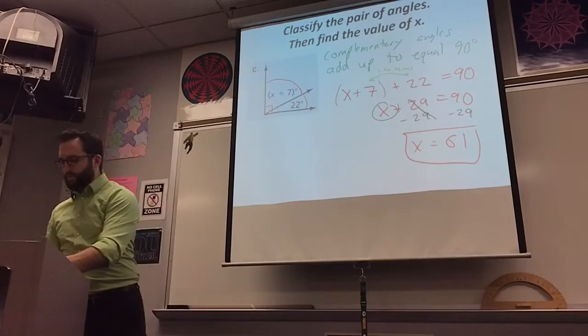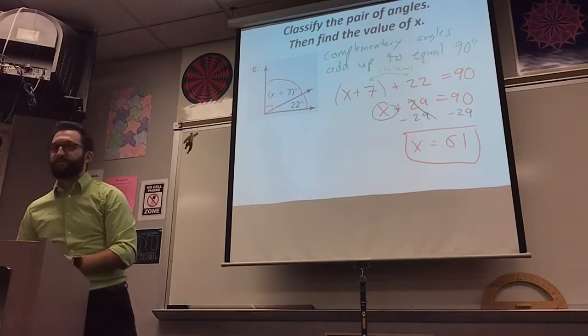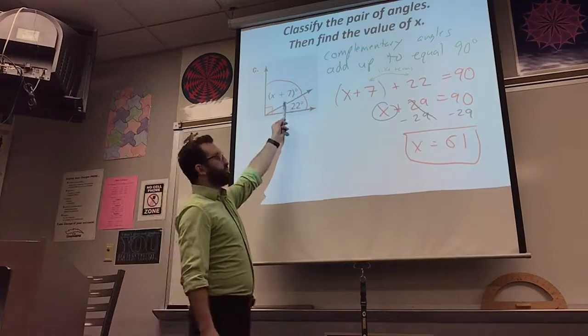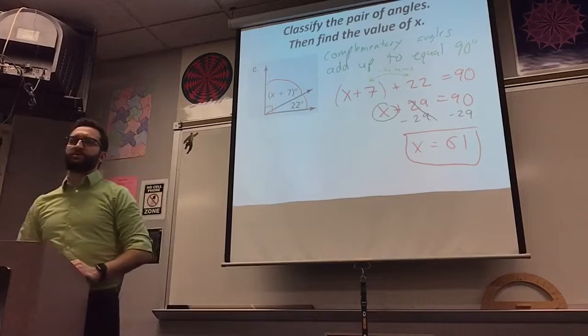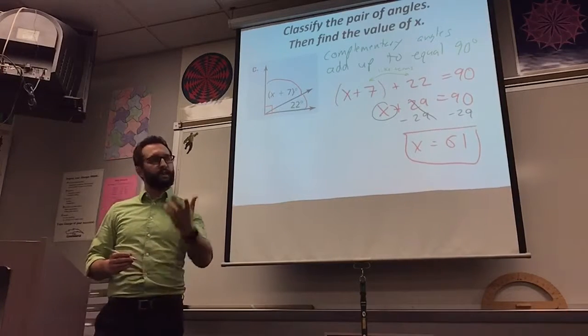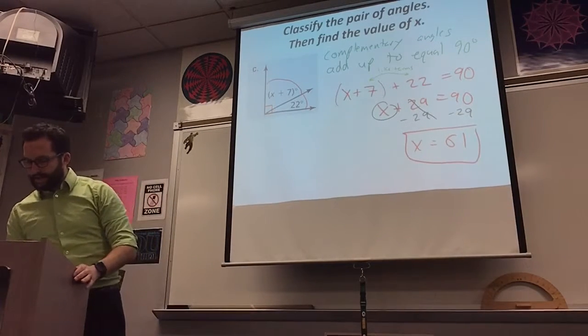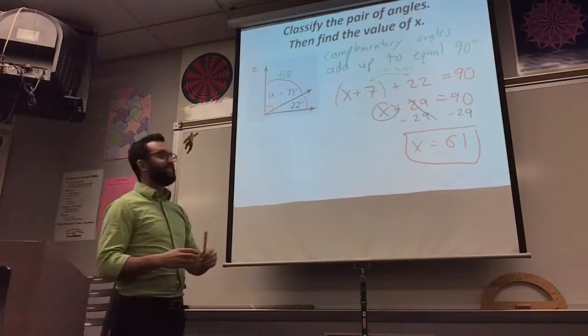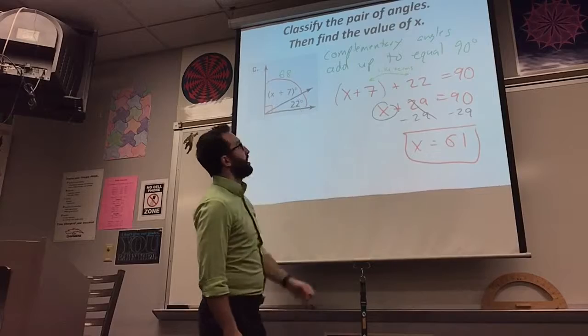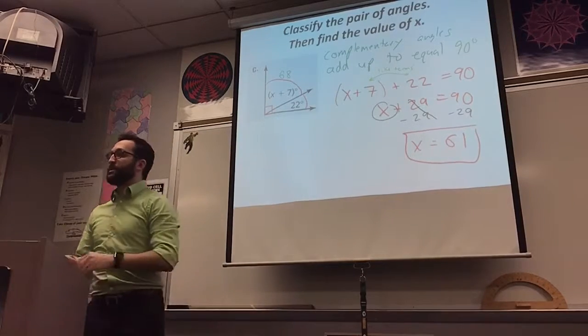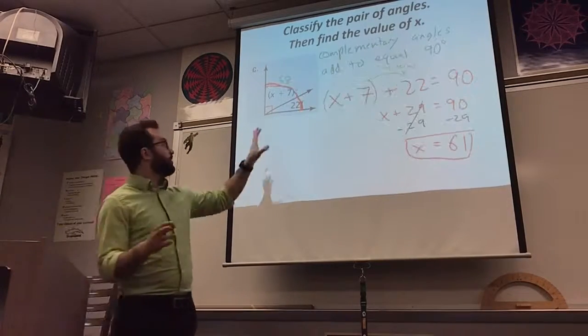But if we wanted to use that to help us solve for a missing value, we already know what the bottom angle is. What would the top angle measure? Now that we know what x is, what would that top angle measure? Haley? 68. How did you get 68? Yeah, 61 plus 7. We know what x is, so 61 plus 7. All right, questions on complementary angles? Questions on this setup?